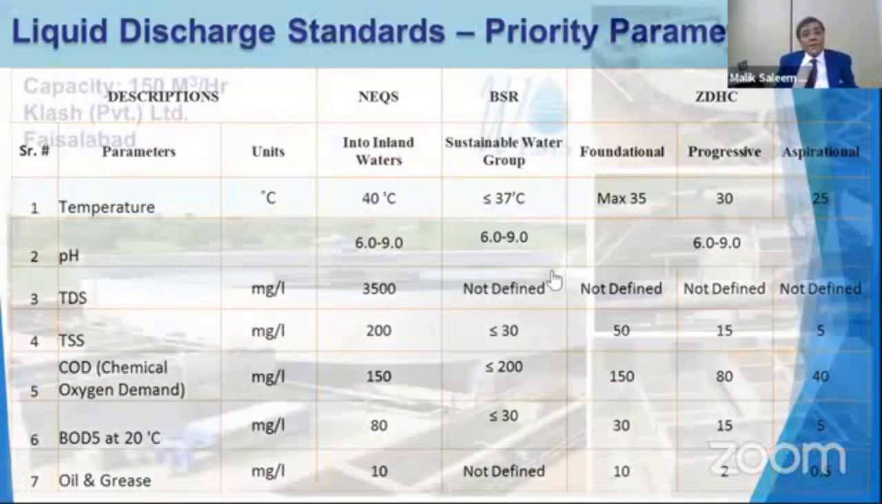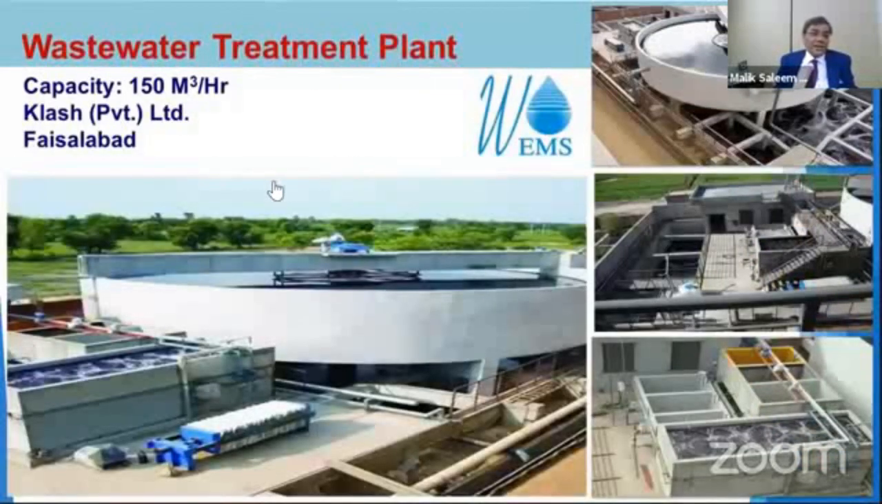Showing you a few pictures of the projects which I have done. This is a 150 cubic meter per hour textile wastewater treatment plant located at Faisalabad. This client has a shortage of area, and we did it on two levels. One clarifier was on the top level, and all the remaining equipment for the biological system, the aeration tank, was on the ground level.